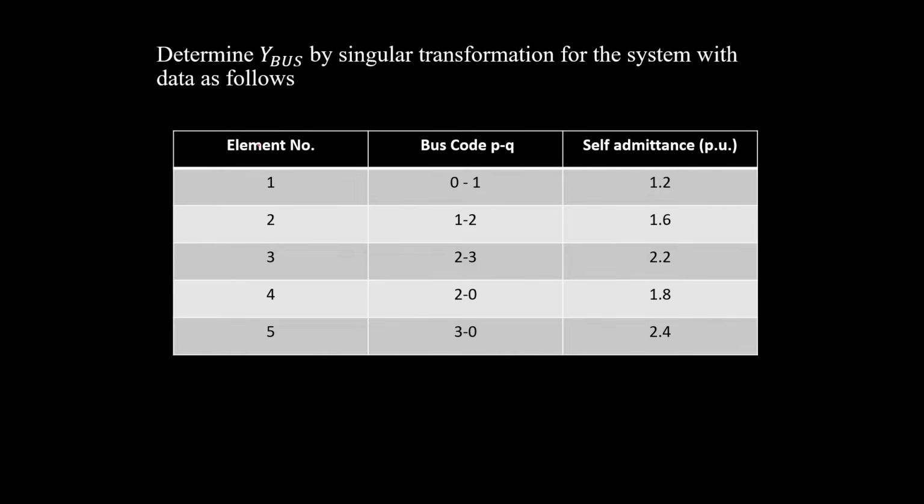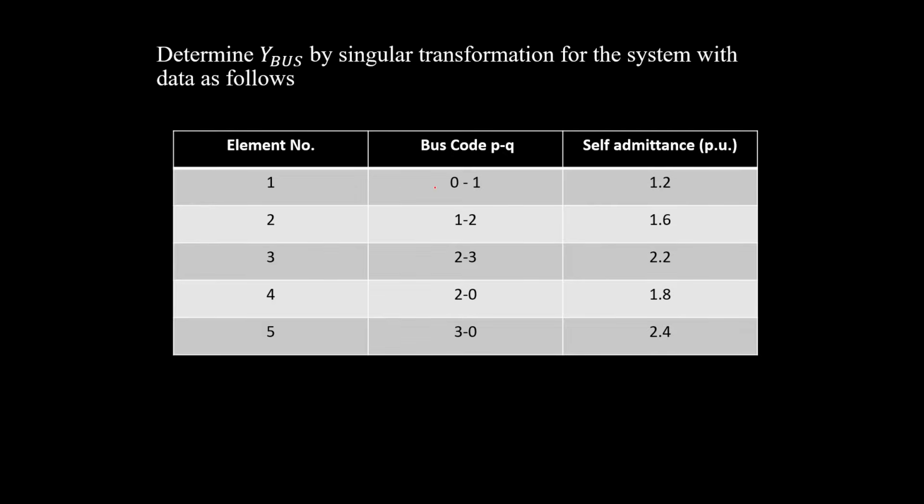So they have provided element number, which refers to the transmission line number. We have 5 transmission lines and the bus code P to Q, where P refers to the from bus and Q refers to the to bus. Then the self admittance in per unit. It is a line admittance, so they have not given any mutual admittance. It is the self admittance of that particular line.